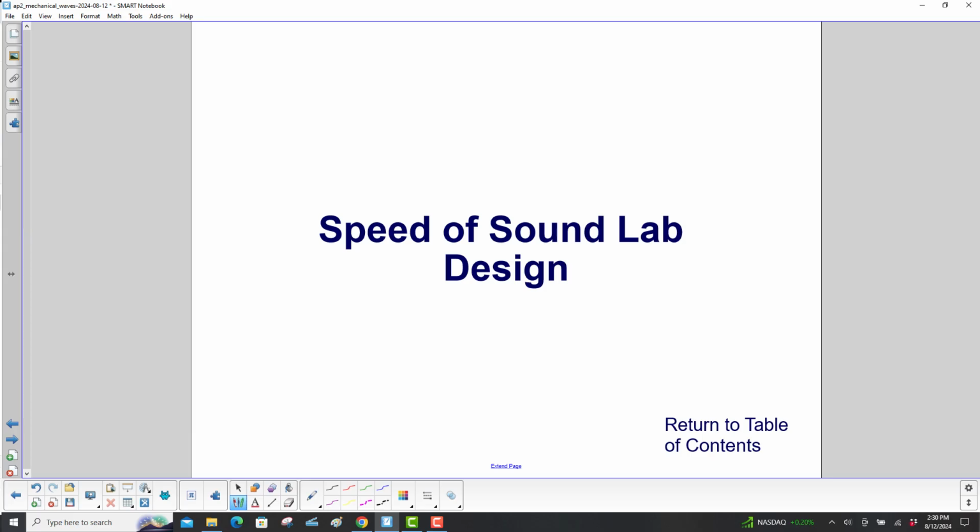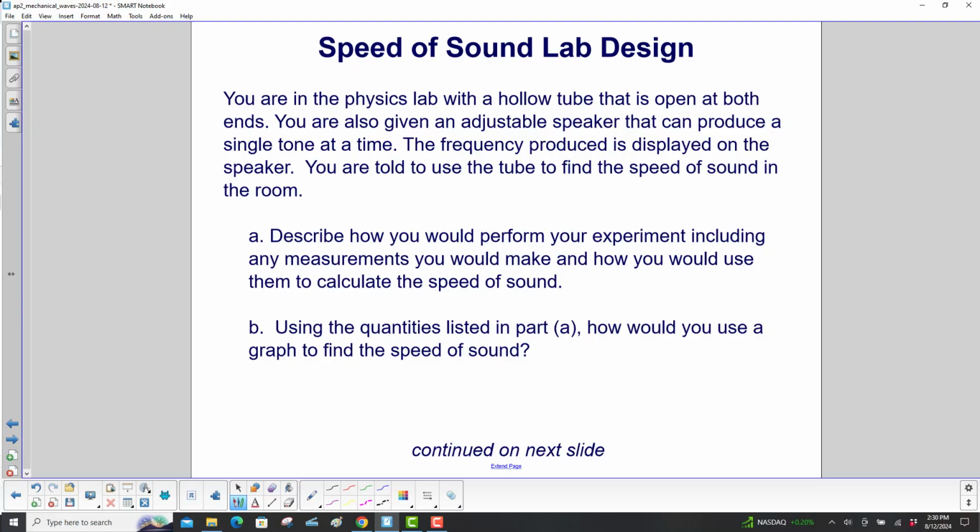Speed of sound lab design. You are in the physics lab with a hollow tube that is open at both ends. You are also given an adjustable speaker that can produce a single tone at a time. The frequency produced is displayed on the speaker. You are told to use the tube to find the speed of sound in the room.